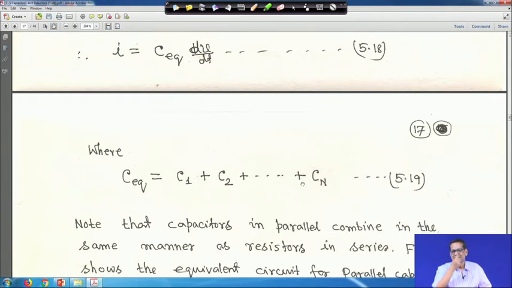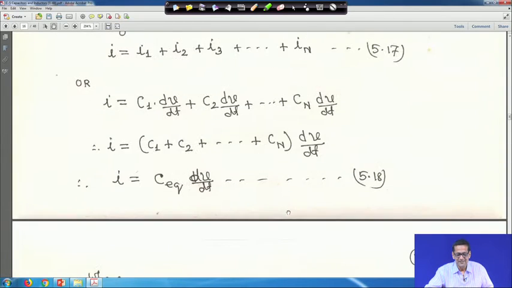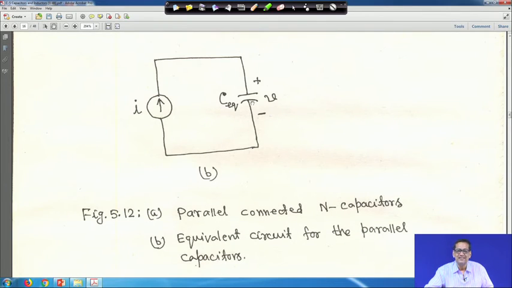That means when resistors are in series, we are summing R1 plus R2 up to Rn. When the capacitors are in parallel, their values will be summed up, the same way you add resistances in series. In the case of capacitors in parallel, you just have to add them up. So, note that capacitors in parallel combine in the same manner as resistors in series. Then this is the equivalent circuit, and Ceq is equal to C1 plus C2 plus C3 up to plus Cn.